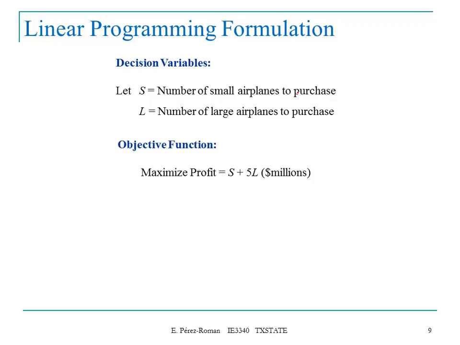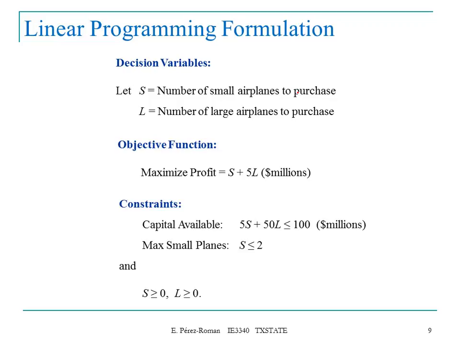And you want to maximize your profit, so you know how many millions you're going to make by having each type of airplane per year. So for the small airplanes, you're going to make 1 million. For large airplanes, you're going to make 5. So you want to maximize that profit, but you have some capital available, which is 100 million, and you know how much each airplane is going to cost you. So 5 million for the small airplanes, 50 million for the large airplanes.